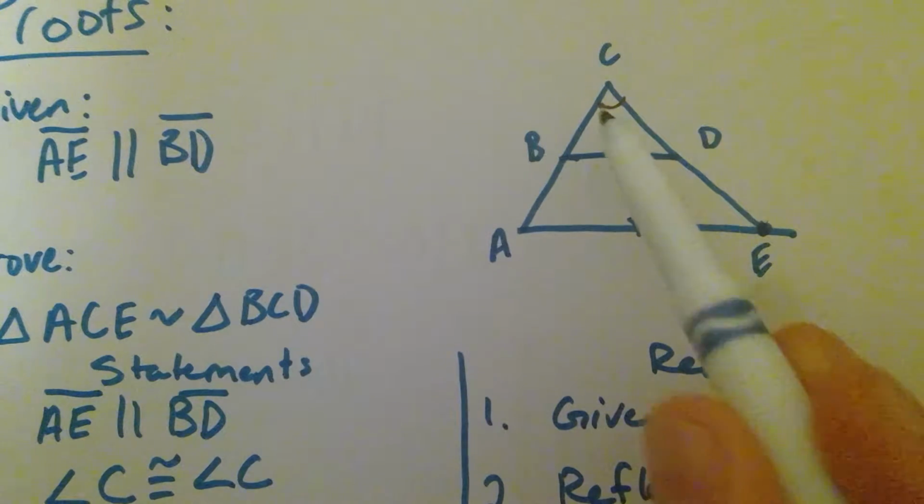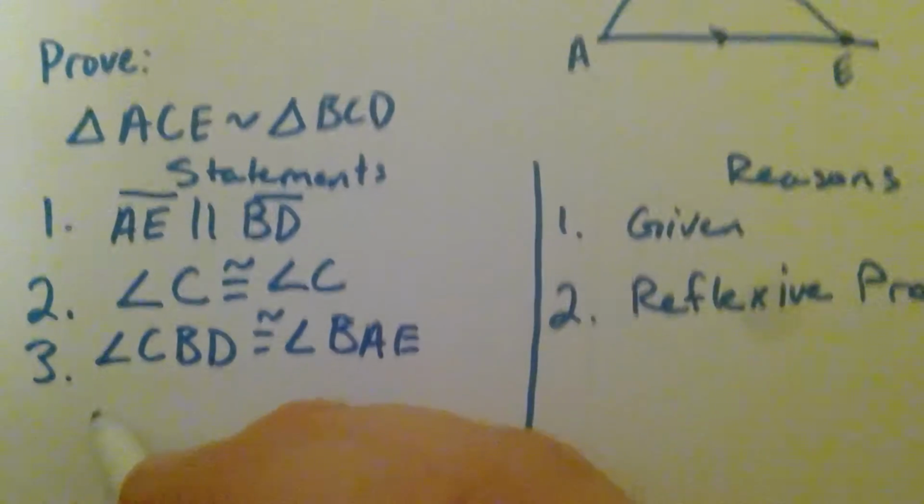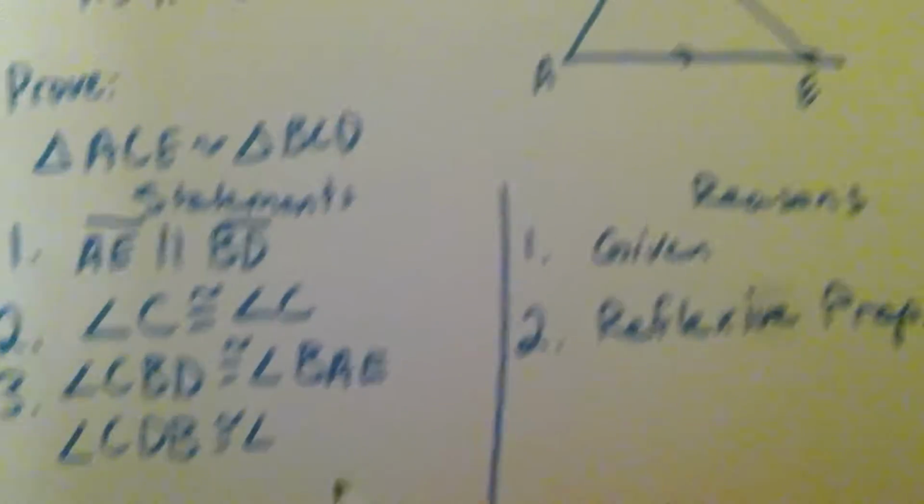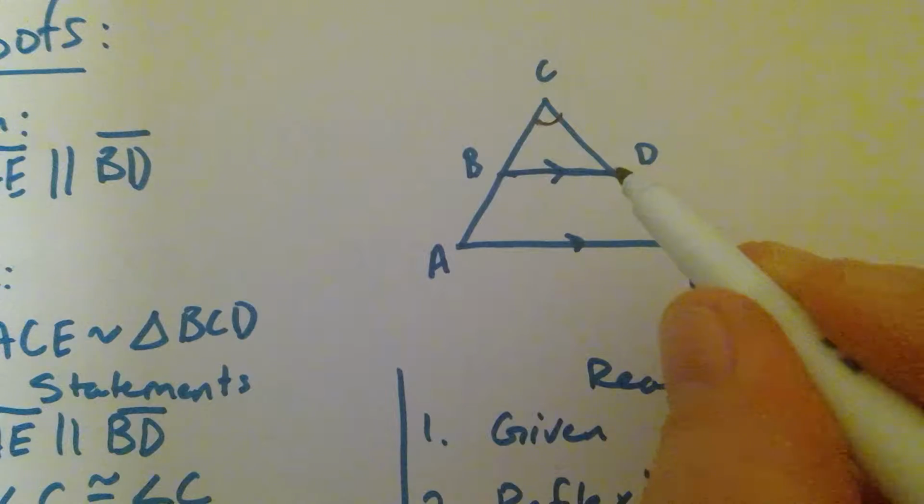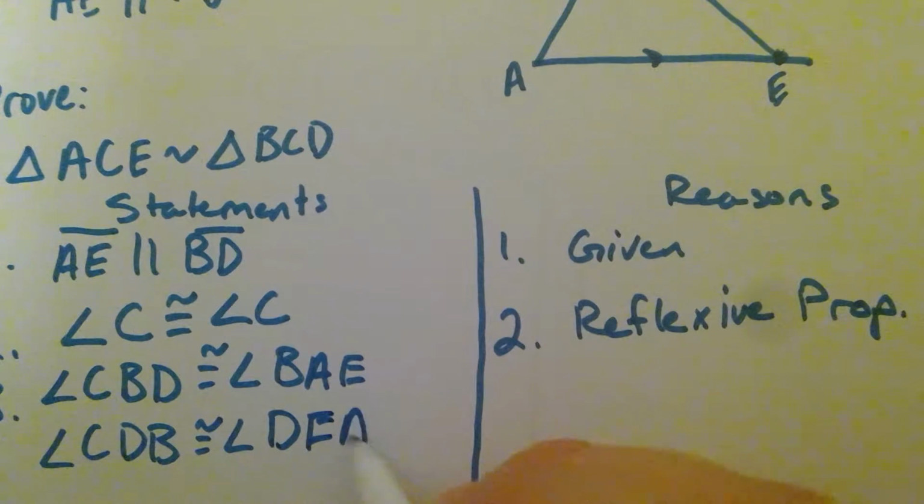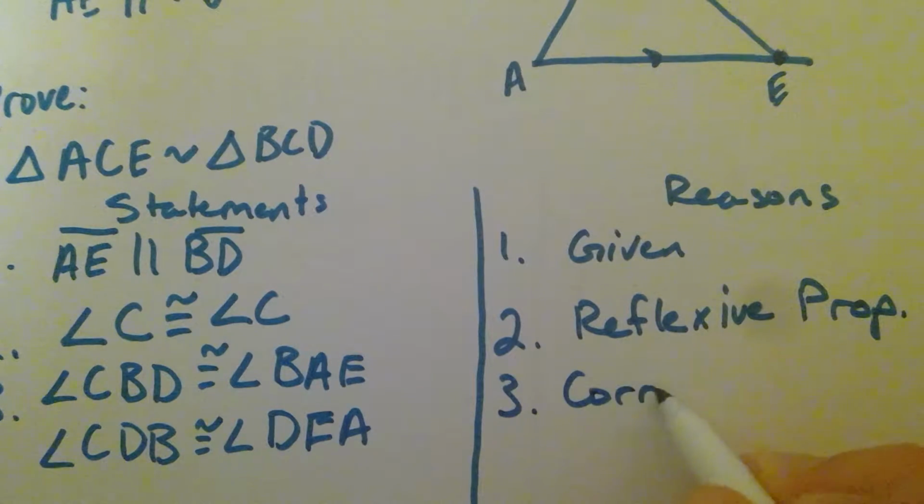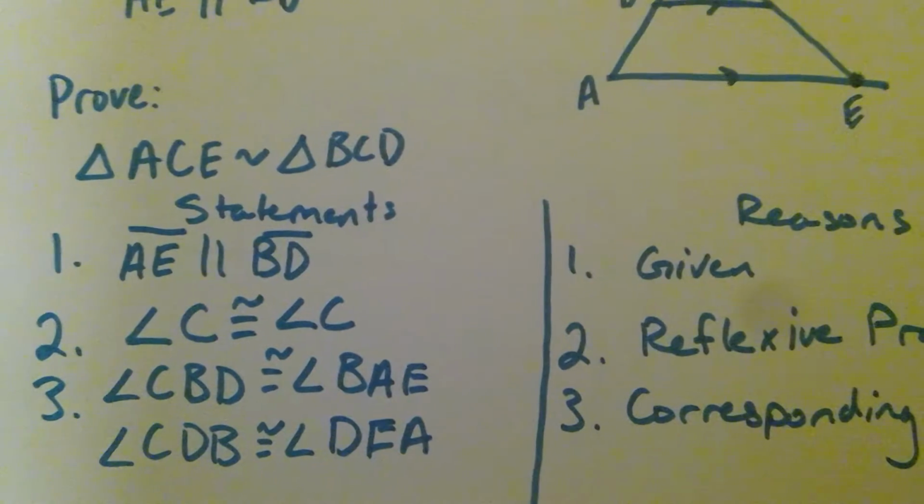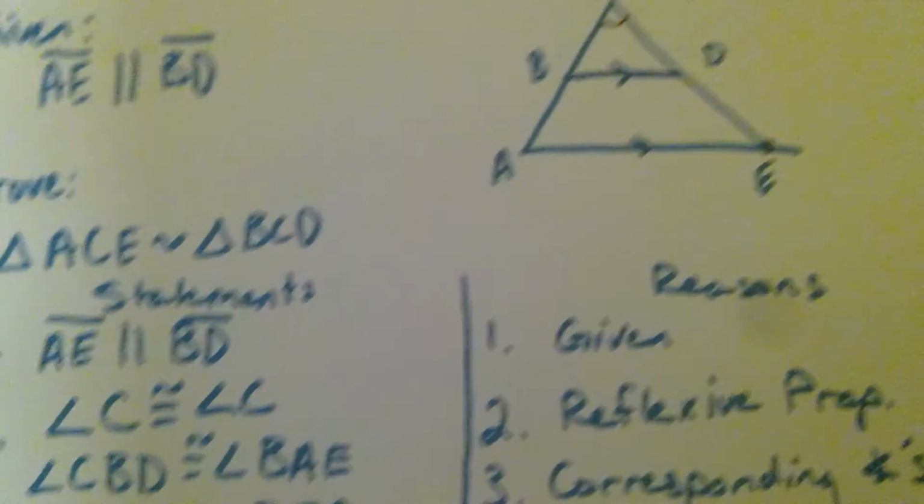We can come on the other side. So we have angle CDB. Angle CDB is congruent to angle DEA. And that is by corresponding angles are congruent. Now let's go ahead and label that on our diagram just to show that we've got that.